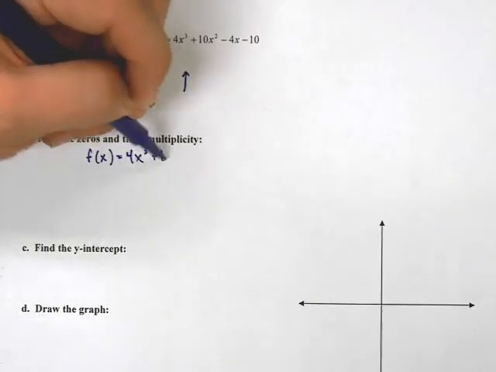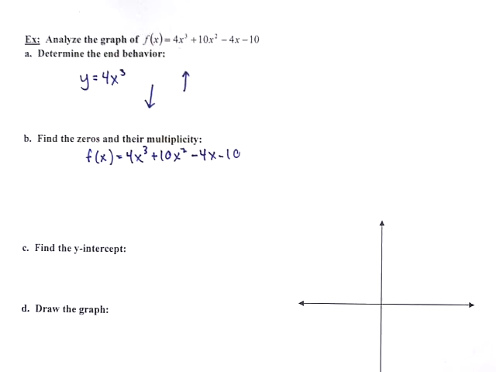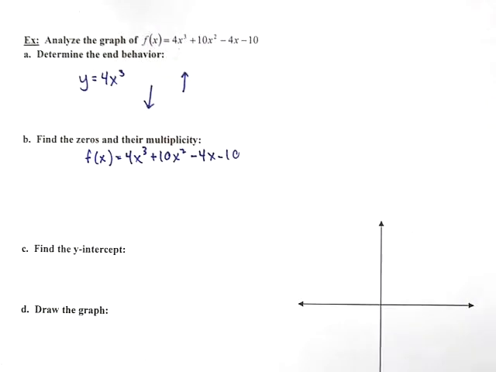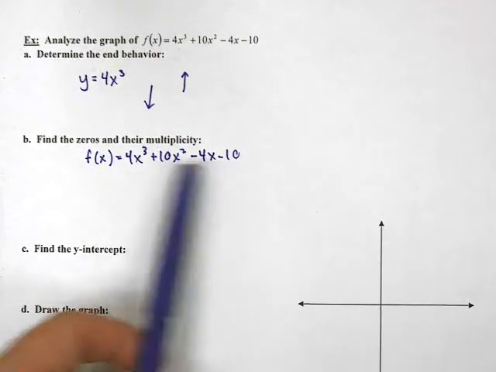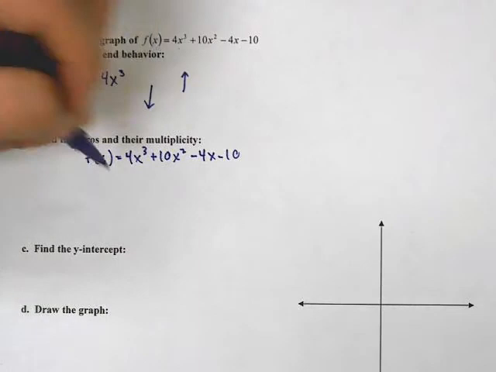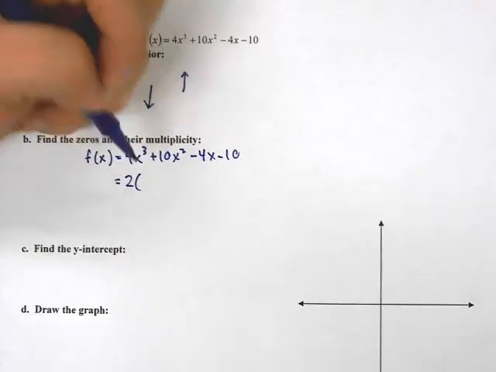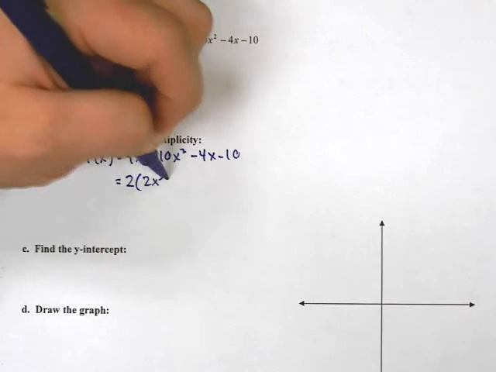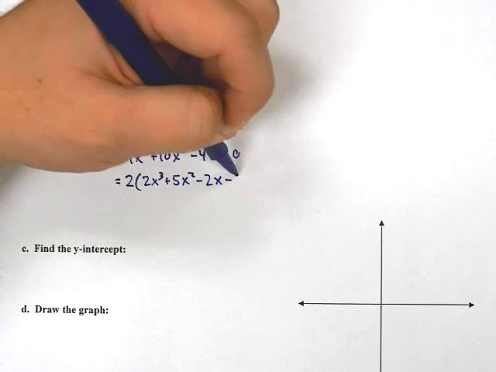4x cubed plus 10x squared minus 4x minus 10. Okay, we have to factor. We have 4 terms. First things first, though, I see these are all even, so I'm going to factor out a 2 first, which leaves me with 2x cubed plus 5x squared minus 2x minus 5.